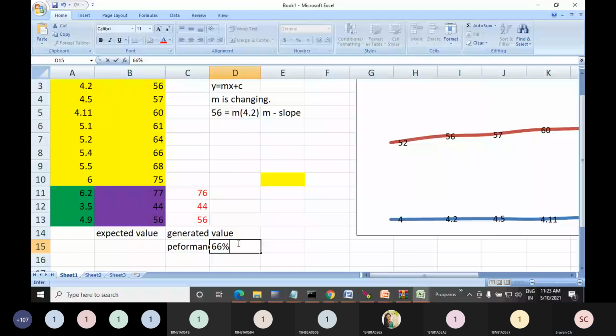So I hope you got some basic idea of what we mean by performance measure. What is expected, what is generated, and how close the generated value is to the expected value, that is the performance measure. In future we will see how to improve this performance, which we will discuss over a period of time in our subsequent chapters. Till this point, is it clear?